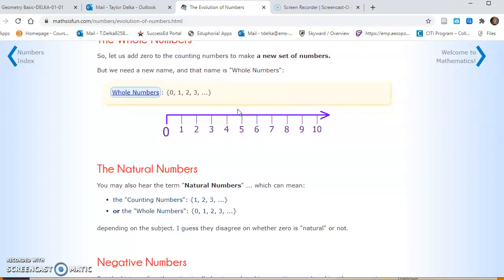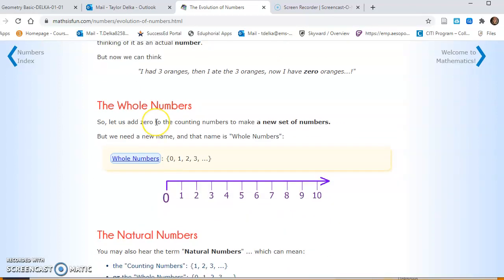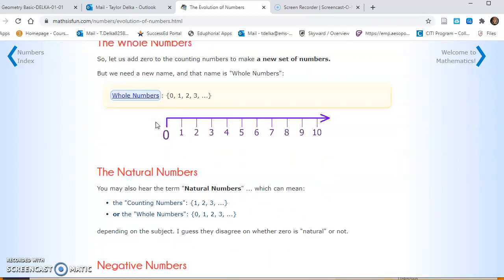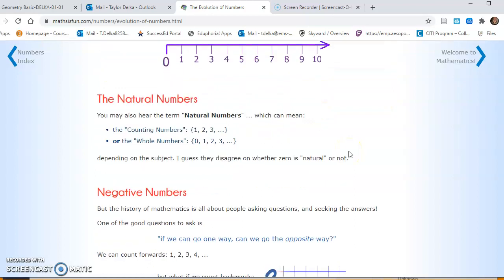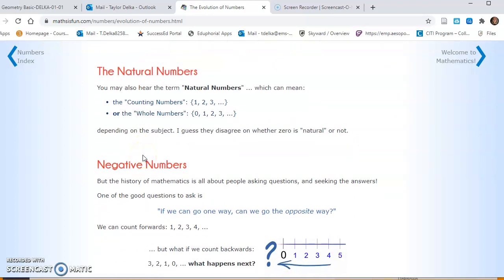So for whole numbers, we're going to add 0 to counting numbers to make a new set, but we need a new name, and those are called whole numbers. So there's counting numbers that start with 1, 2, 3, 4, and then there's whole numbers where they begin at 0, and they can go to 1,000 to 100,000, but it always starts with 0. That's a whole number. And then there are natural numbers, which can mean counting numbers or whole numbers. So you can have 1, 2, 3, 4, or you can have 0, 1, 2, 3, 4, and so forth and so on.